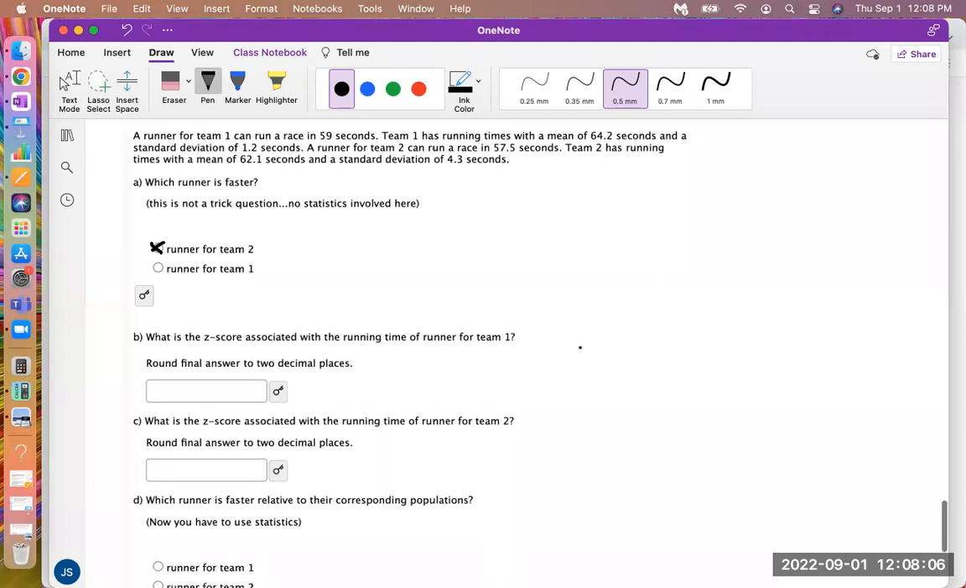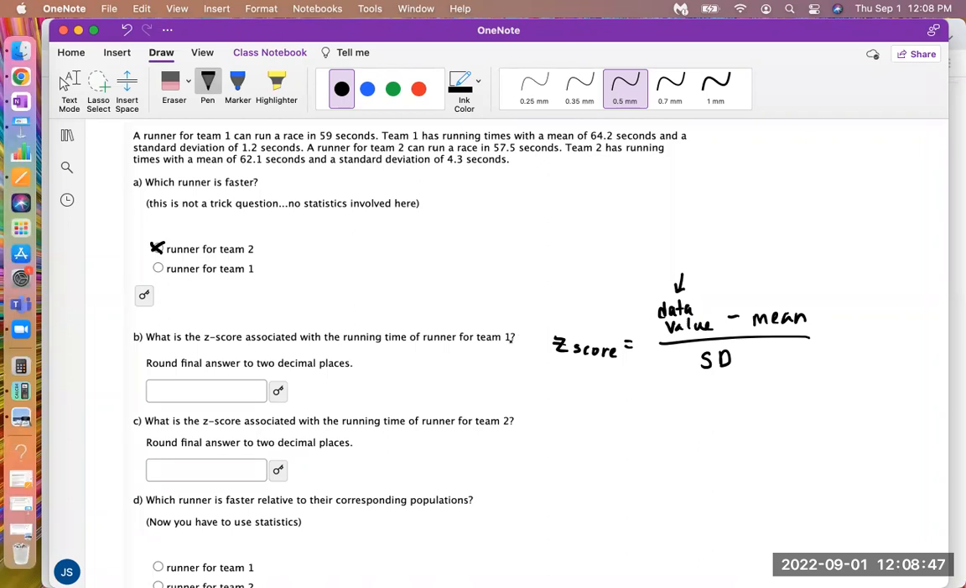The z-score is always your data value minus the mean divided by the standard deviation. I'll just use SD for standard deviation. So it's the data value that you're trying to find the z-score for, minus the mean, divided by the standard deviation. For this one, it says, what is the z-score associated with the running time of a runner from team one?